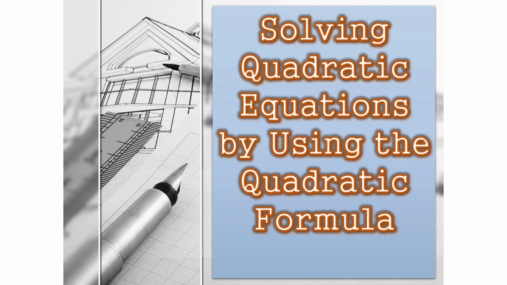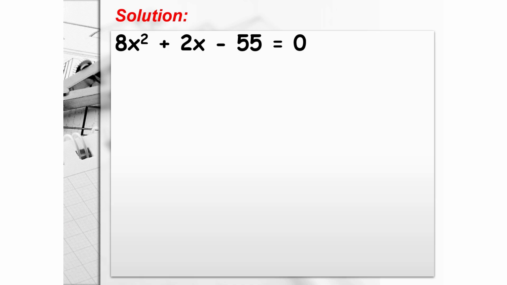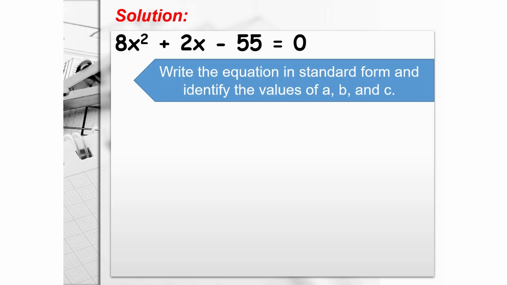In this video, we're going to learn about solving quadratic equations by using the quadratic formula. Example 1: solve the quadratic equation 8x squared plus 2x minus 55 equals 0 by using the quadratic formula. For the solution, write the equation in standard form and identify the values of a, b, and c.